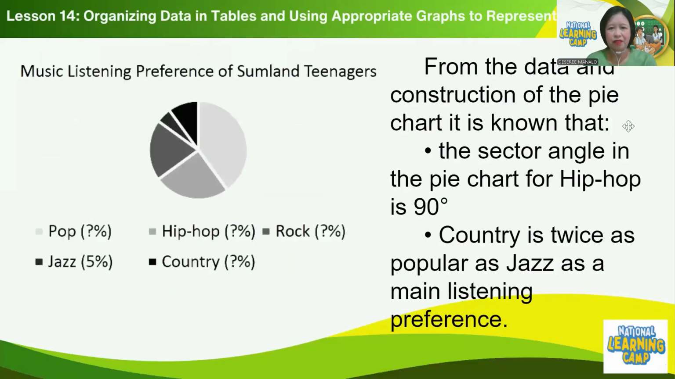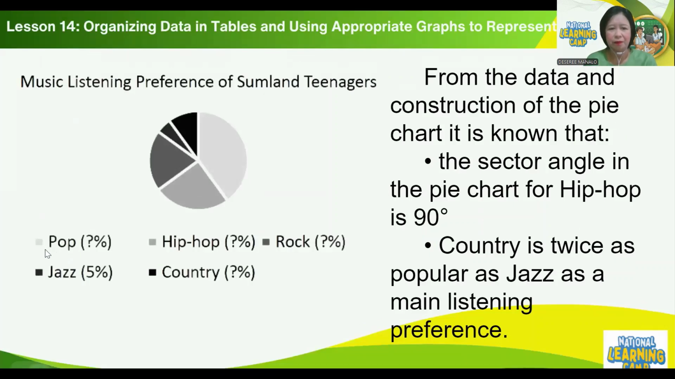So look at the pie chart on the left side. So we will have pop. The next one is jazz. Then hip hop. So this is the part of the pop. And then jazz, the smaller part. Hip hop, okay, this gray. Country, the color black. And then the rock. So this is the part of the rock.